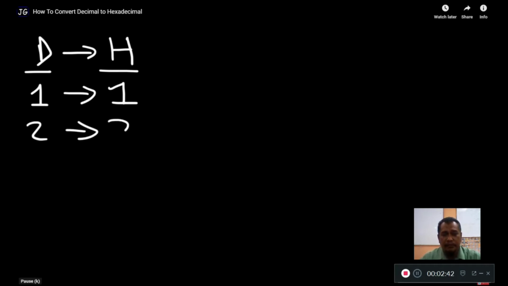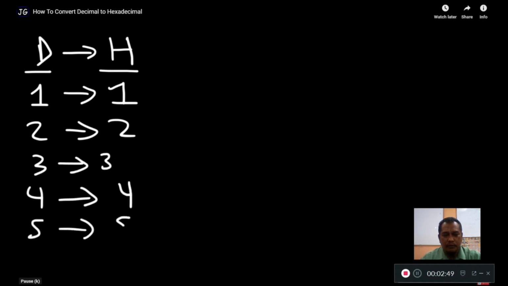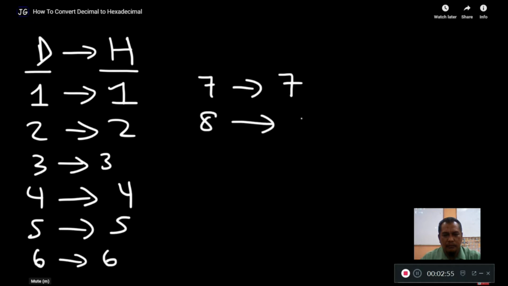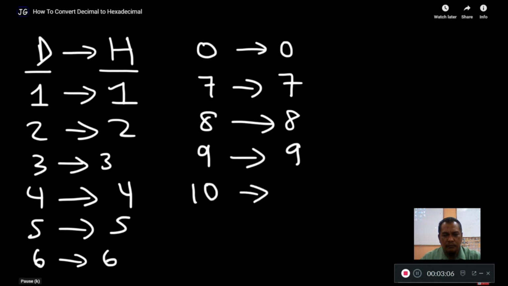Kita tengok. 2 corresponds to 2. And 3 corresponds to 3, and so forth. 5 corresponds to 5, 6 corresponds to 6. I'm going to continue the pattern here. And I forgot one number, and that's 0. 0 corresponds to 0. I started with 1, but we should have started with 0. Now, once you get to 10, that's where it changes.